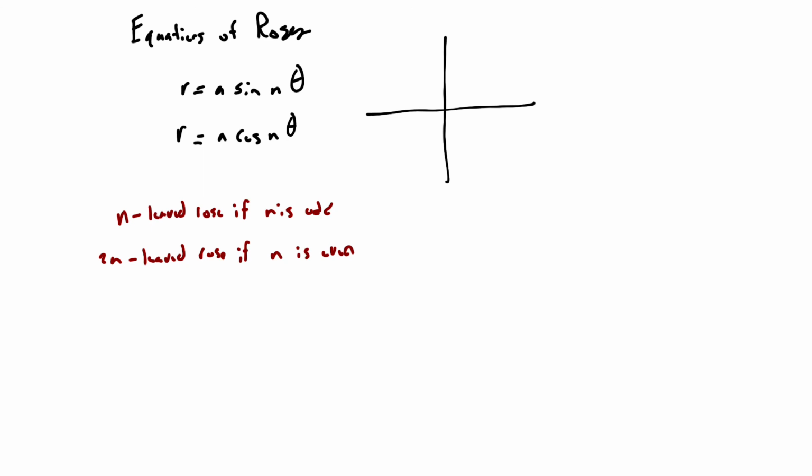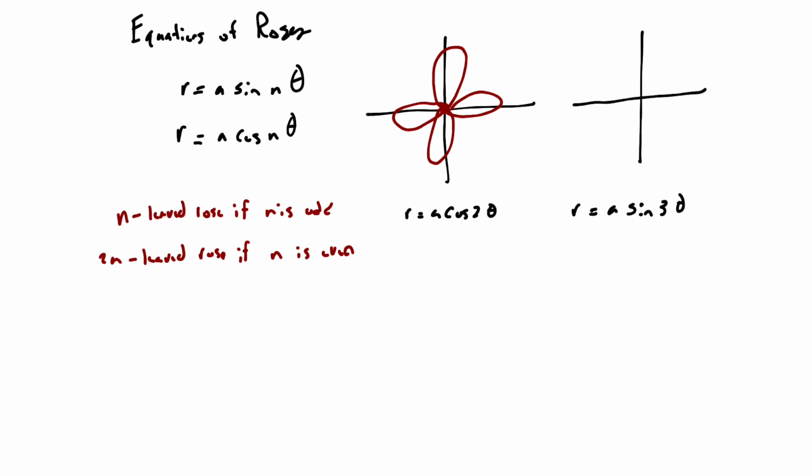For example, if we have the equation r is equal to a cosine of 2 theta, then we'll have a 4-leaf rose that looks something like this. And if we have the equation r is equal to a sine of 3 theta, what we just saw is that our rose will have the following general shape.